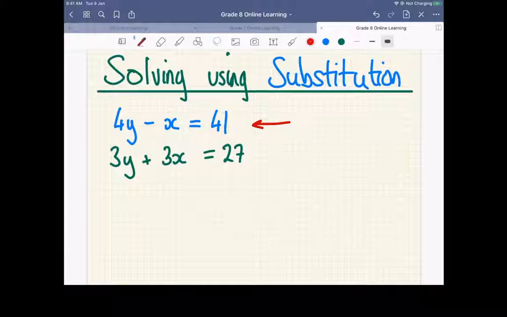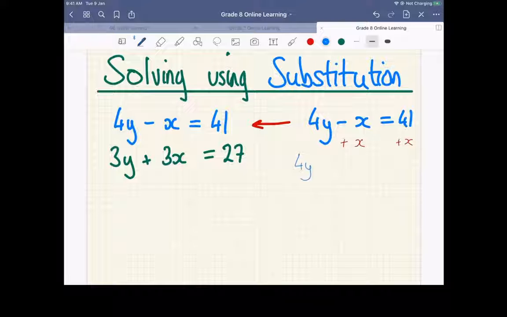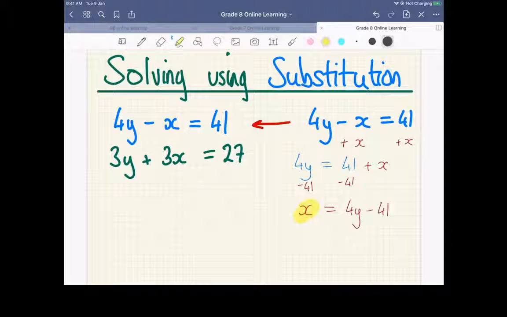All we need to do here is take the equation. We're looking at that x, that's what we want to rearrange for, but we want to make it positive. So, simple solution, if we add just 1x to both sides, we're going to end up with just a 4y over here. That's going to give us 41, but we're going to end up with a positive x. We can then subtract 41 from both sides. x on its own is equal to 4y minus 41. And now we have that single x on its own.